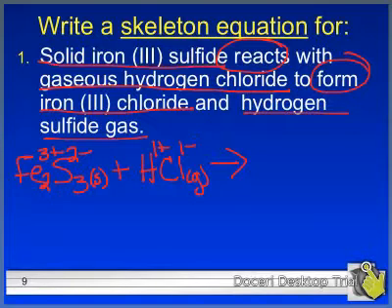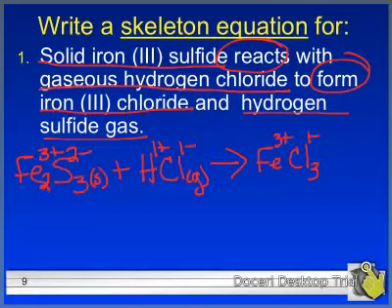Iron 3 chloride, so I'm going to do the same thing. We're going to write iron. Well, that's 3+, right? Chlorine still has the same charge of 1-. That's not neutral, is it? So how do I fix it? Cross the charges. Now everybody's happy, correct?